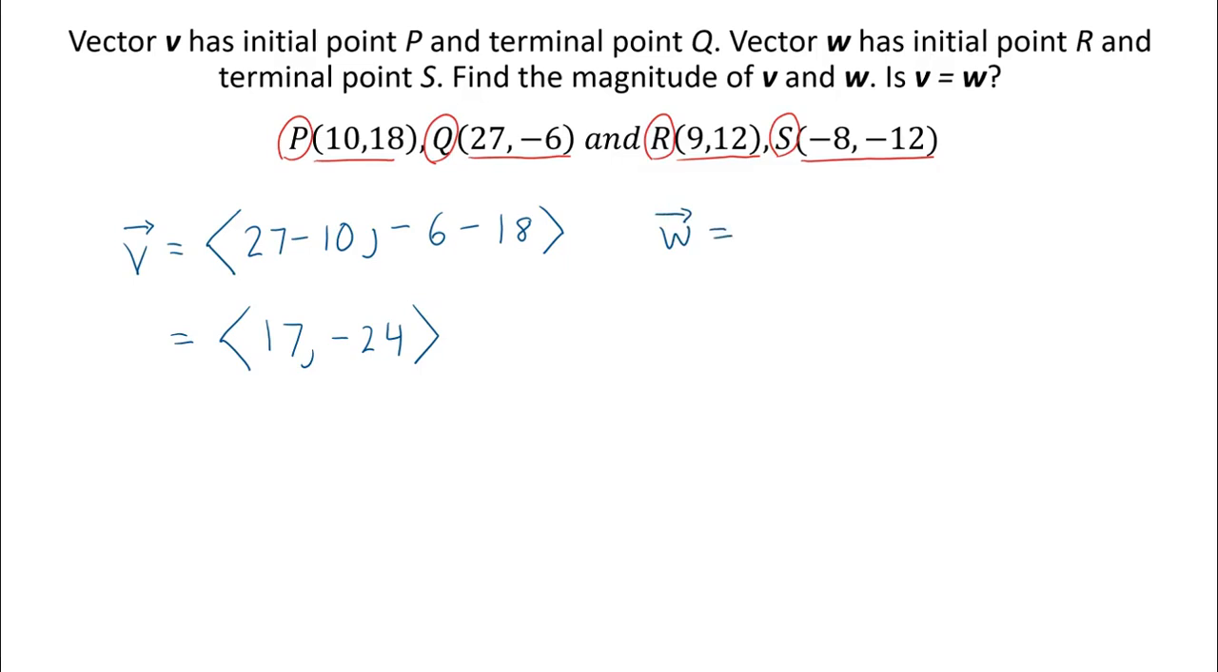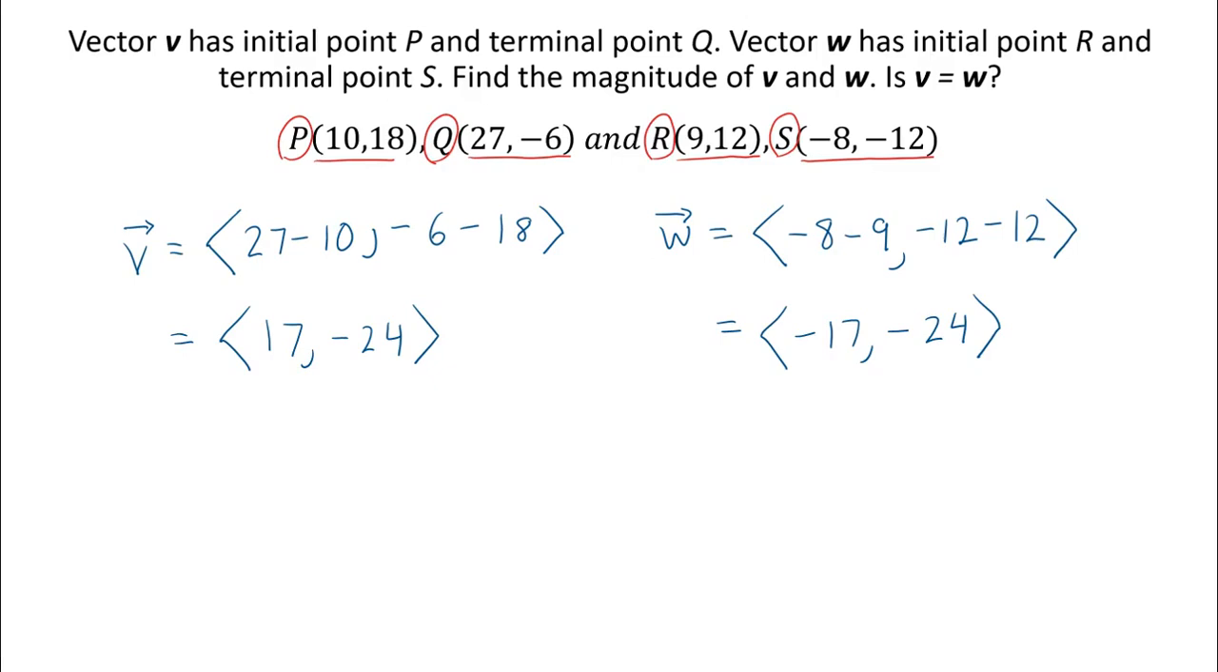And we'll have terminal x minus initial x and terminal y minus initial y. And we get negative 17, comma, negative 24. So there's the component form of vector w.